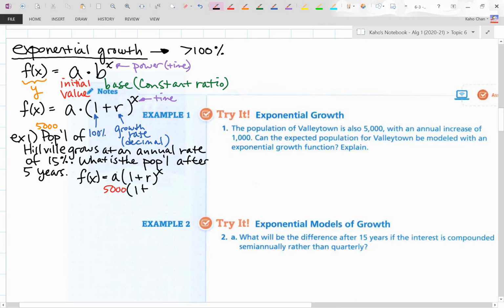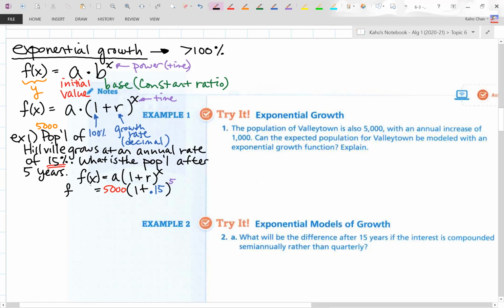There's our growth, 100% plus, ooh, 15%. That's your r value, your growth rate. We've got to convert 15% to 0.15. And we're going to do this for 5 years. Make sense? We're just finding f of 5.